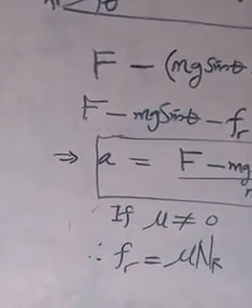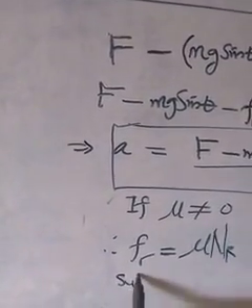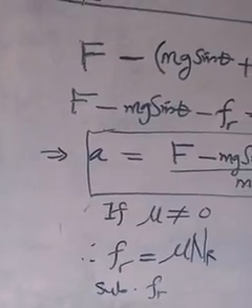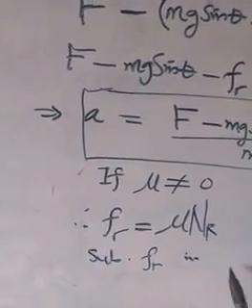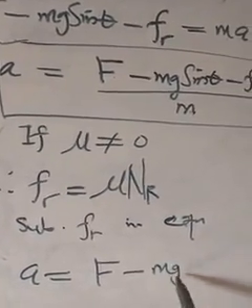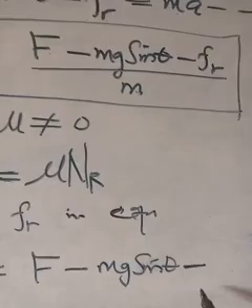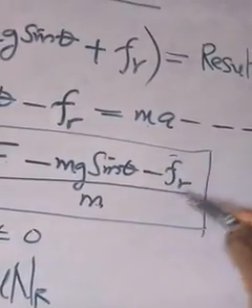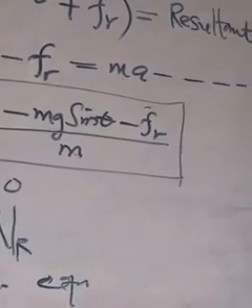Then we can substitute the frictional force in equation 1, which gives a equals F minus mg sin theta minus, instead of writing frictional force, the coefficient of static friction multiplied by the normal reaction, all divided by the mass of the body.